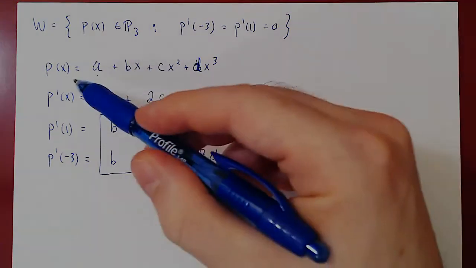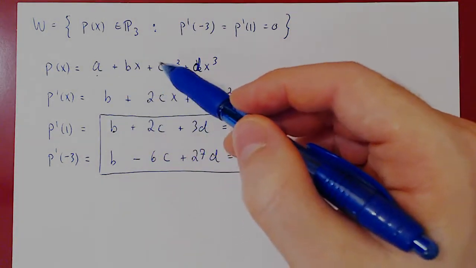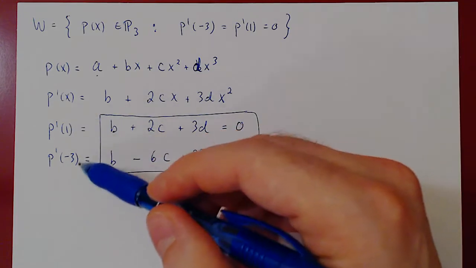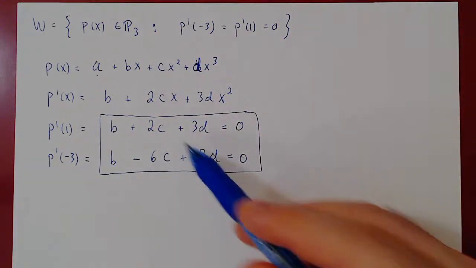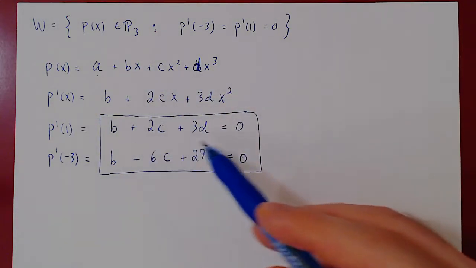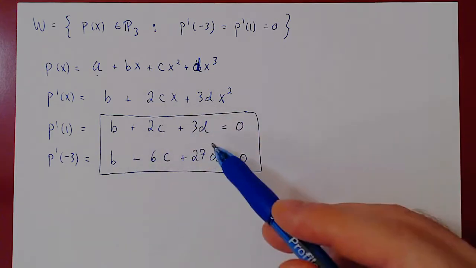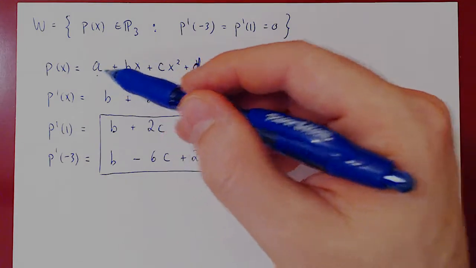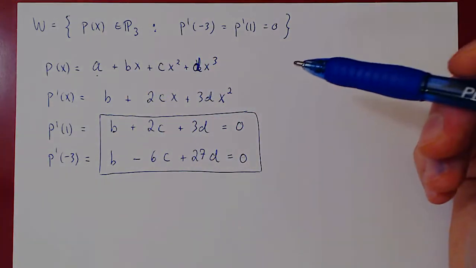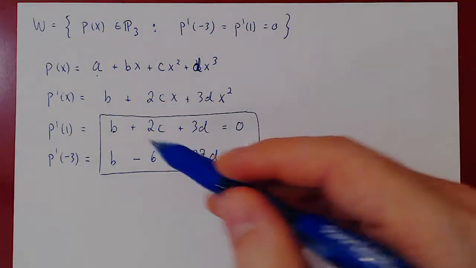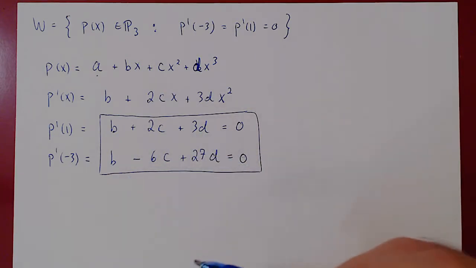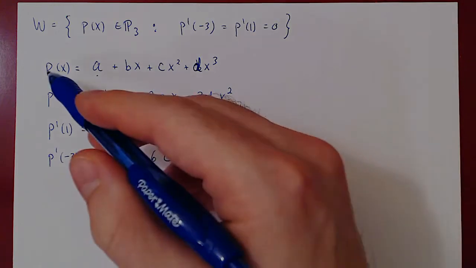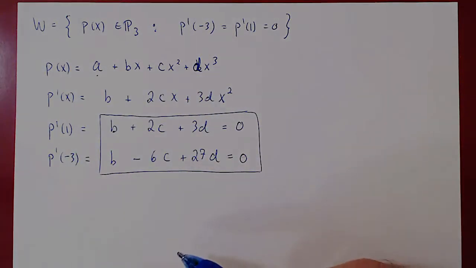You see, the only way that p of x equaling a plus bx plus cx squared plus dx cubed has a derivative of 0 at 1 and negative 3 is if the coefficients of the polynomial are solutions of the linear system. Well, again, this is implicit. We're asking what a, b, c, d are equal to, and now we're saying that they are solutions of this linear system. Well, let's solve it, and then we will have found the elements of our space explicitly.